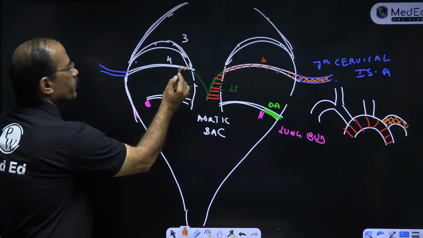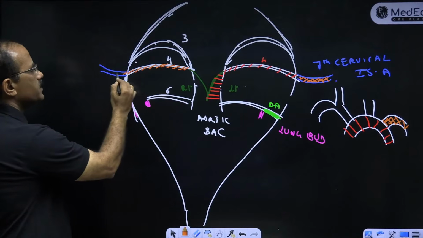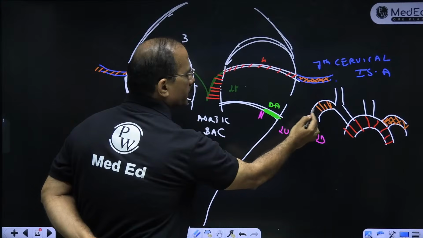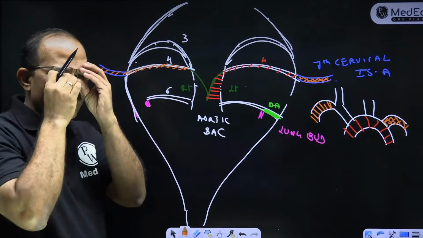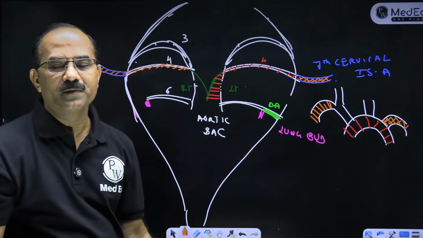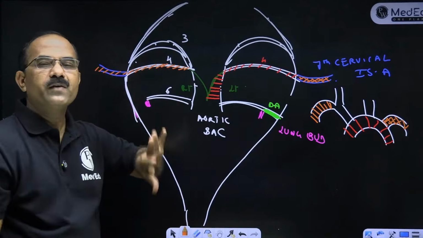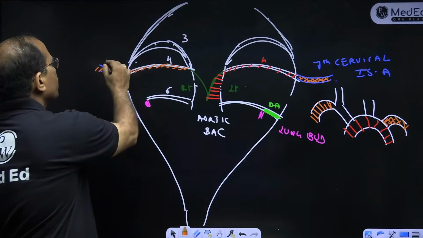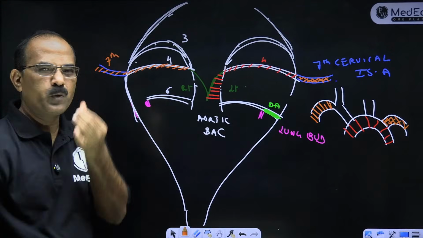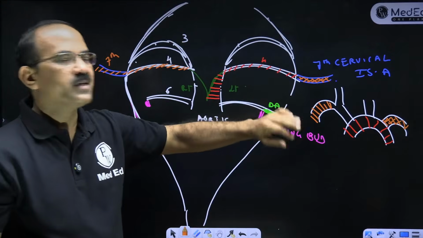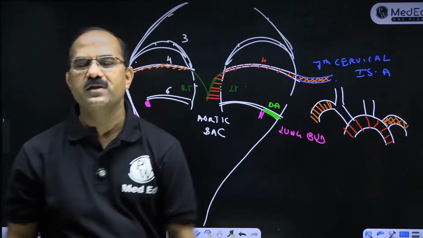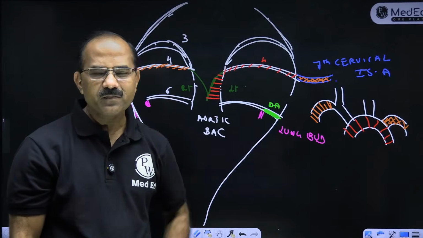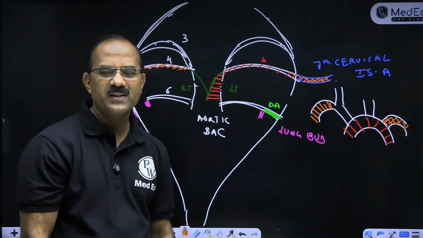The right 4th arch artery and the right 7th cervical intersegmental artery form the right subclavian artery. Students, the subclavian artery is different on both sides. On the right side, it is derived from the right 4th arch artery and the right 7th cervical intersegmental artery. The left subclavian artery is derived only from the left 7th cervical intersegmental artery. Easy, Richa, easy.